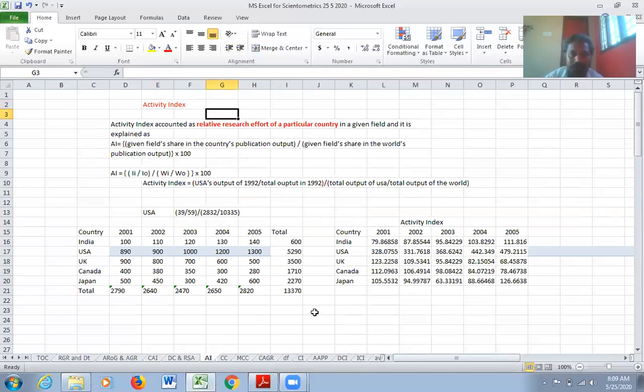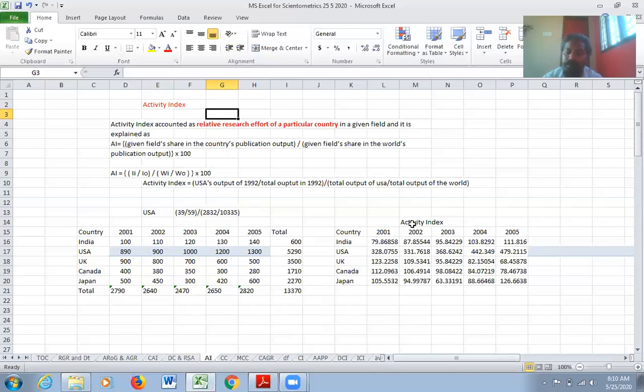The formula says that, for example, if you take a country like USA, the activity index is the output of USA in 1992 divided by the total output of all the countries in 1992, divided by the total output of USA divided by the total output of the world. Using this formula, you can calculate the activity index. Here I have given the individual country contributions of 5 or 6 countries from 2001 to 2005, with the total contributions of each country. India has got 600, US has got 5 to 9, something like that.